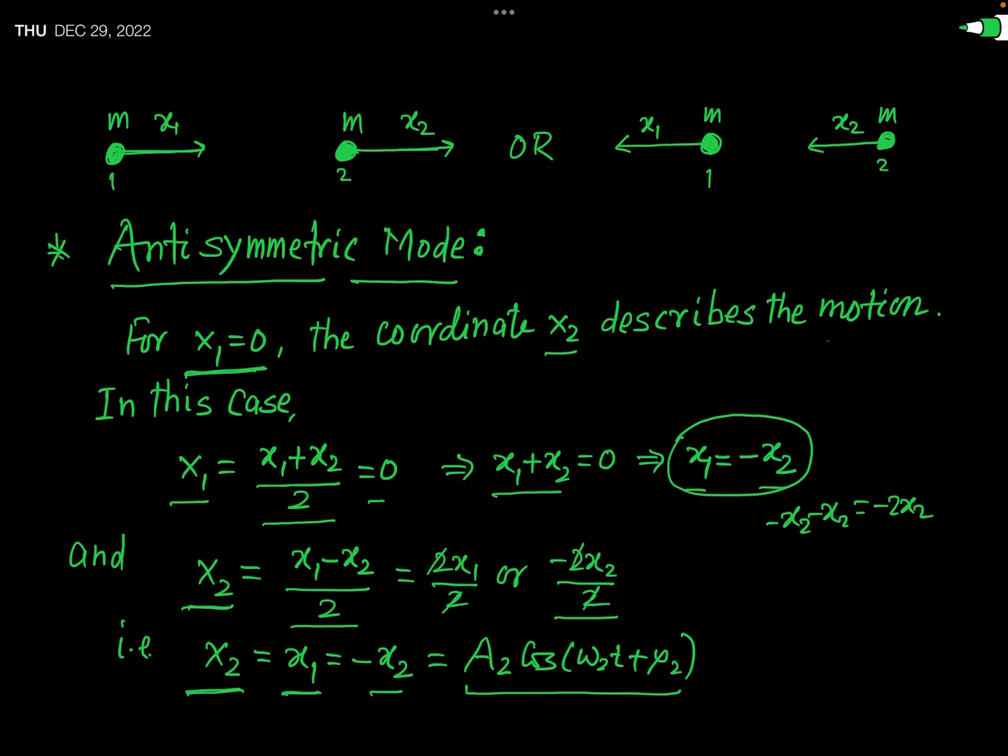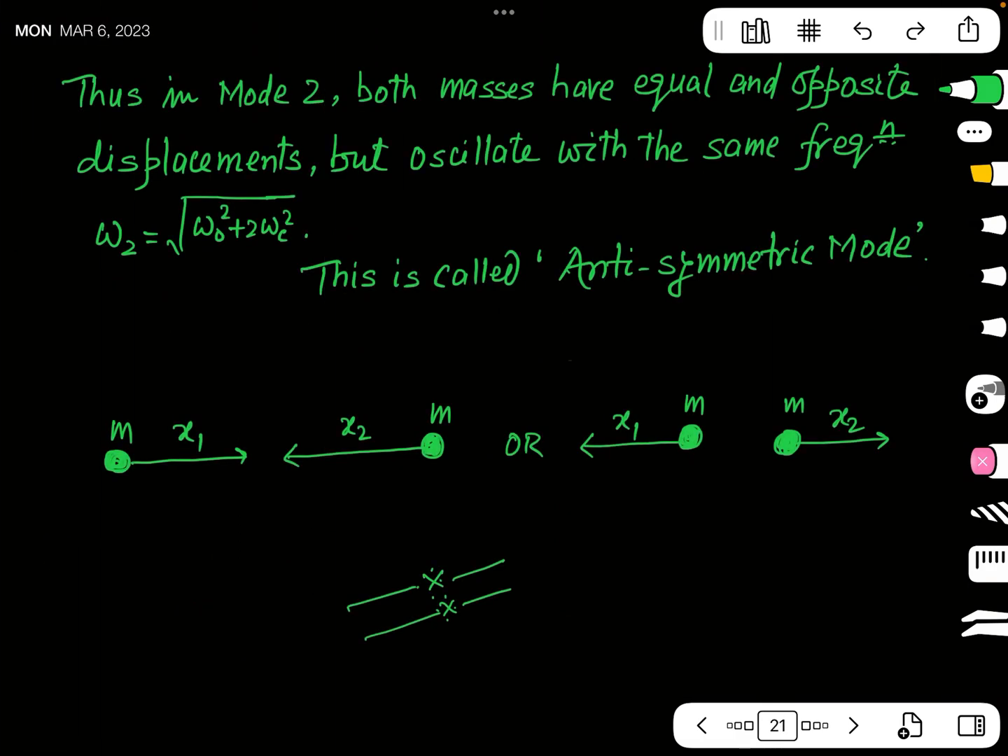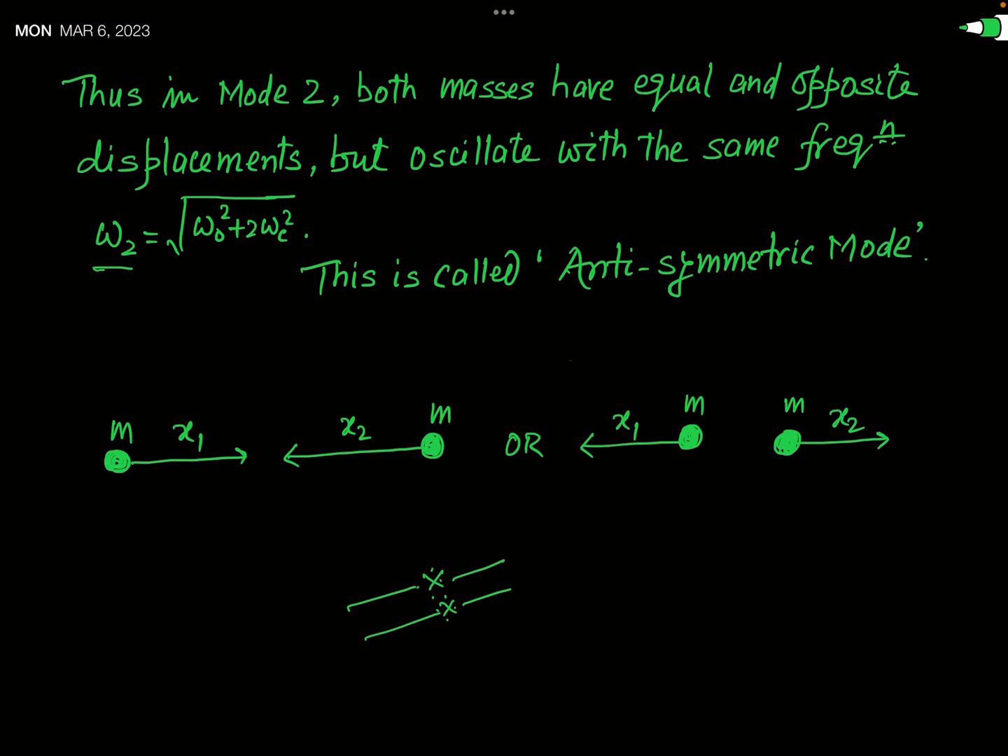So in this mode of vibration, both the masses vibrate in opposite directions, because x1 is not equal to x2, but it is equal to minus x2. It means both are vibrating in opposite phases, but with the same frequency, and the frequency with which the two masses are vibrating is omega 2, and that omega 2 is equal to the square root of omega naught square plus 2 omega c square. Okay. So in this mode of vibration, you can see that the two masses have equal but opposite displacement. But the frequencies of oscillation are the same, and the phases are opposite. And such a mode of vibration is called antisymmetric mode.